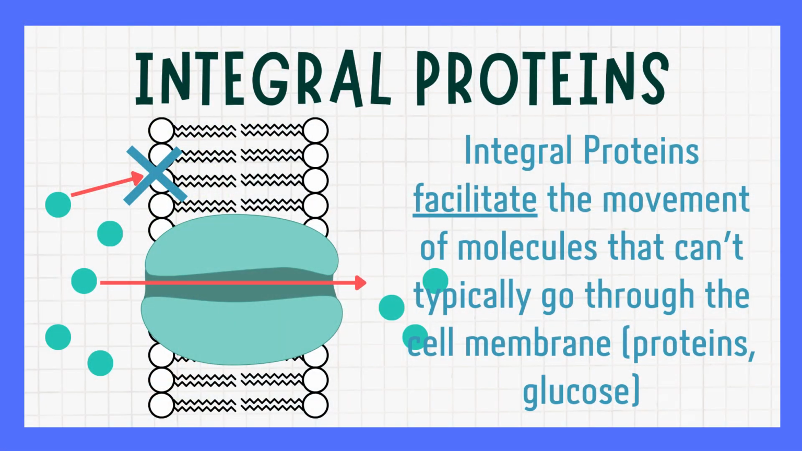About a minute ago, I told you that the last component of the cell membrane was a glycocalyx. However, this was a lie. Another component of the cell membrane are integral proteins, which are proteins that run through the cell membrane. These proteins are useful because they allow certain molecules that can't typically pass through the cell membrane to pass.